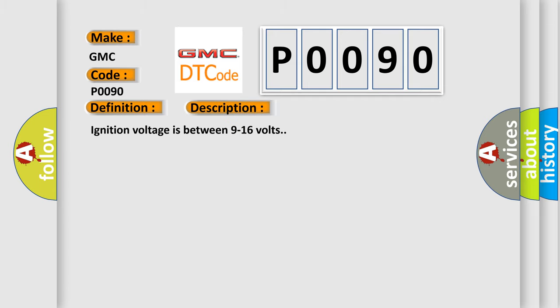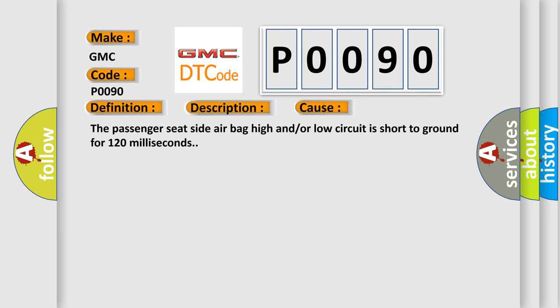Ignition voltage is between 9 and 16 volts. This diagnostic error occurs most often in these cases: the passenger seat side airbag high and or low circuit is short to ground for 120 milliseconds.